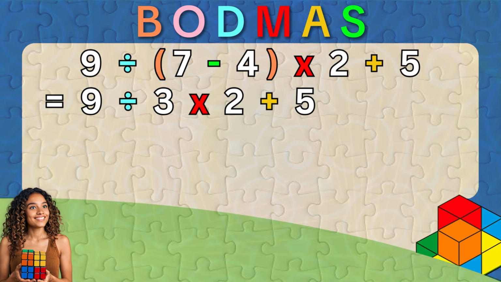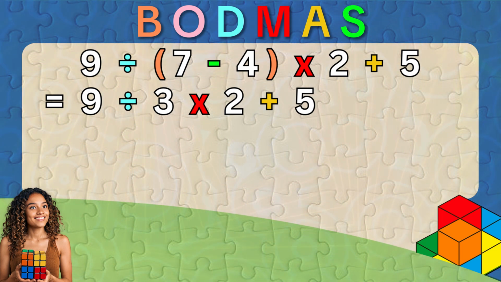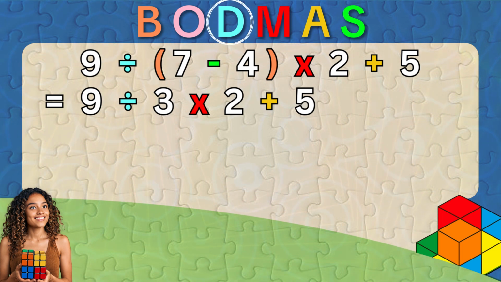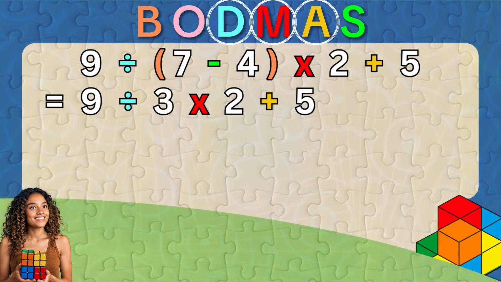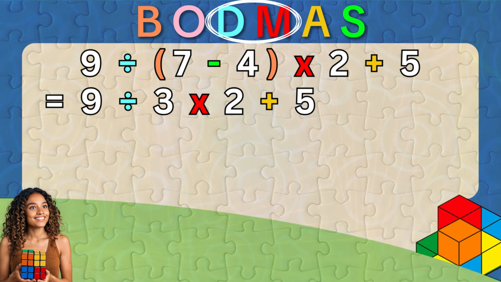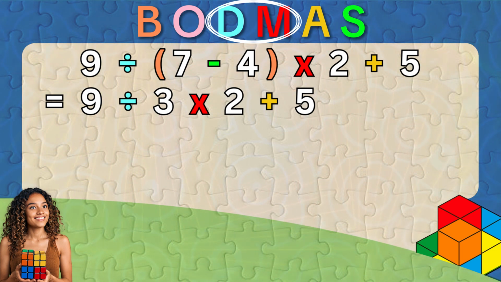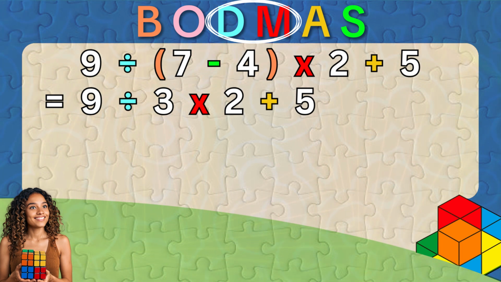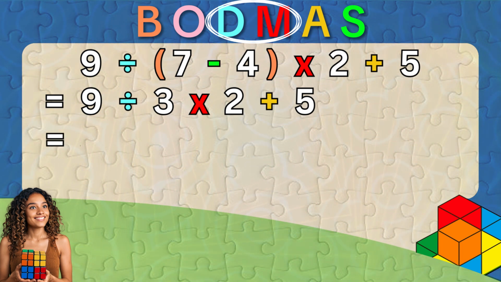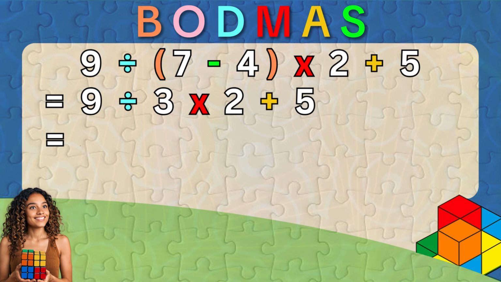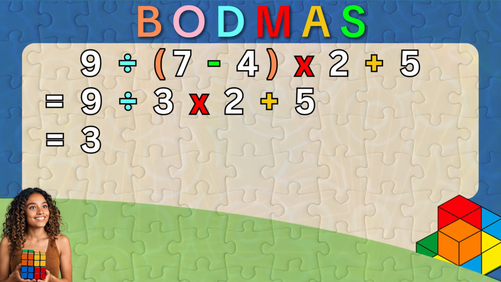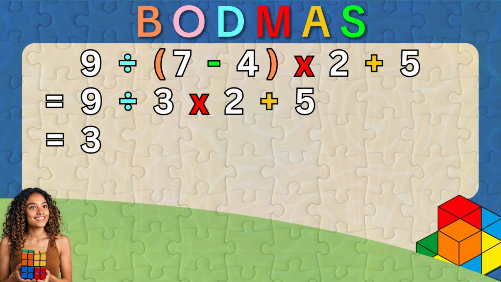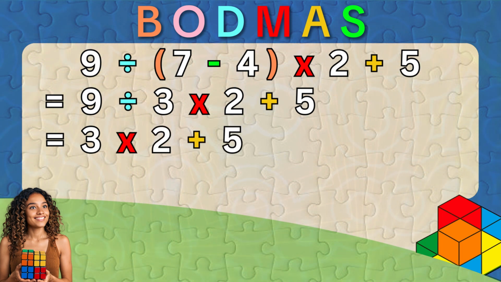Now that the equation has been simplified a little bit, we can look at the next step in the process. We still have division, multiplication and addition to carry out. We know division and multiplication come before addition, and we know that we do division and multiplication from left to right. So we have 9 divided by 3, and that is 3. Let's write that in, and then write in the remainder of the equation, which is times 2 plus 5.